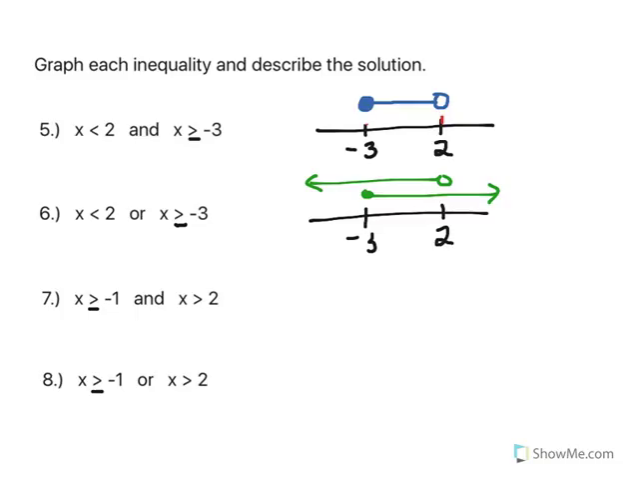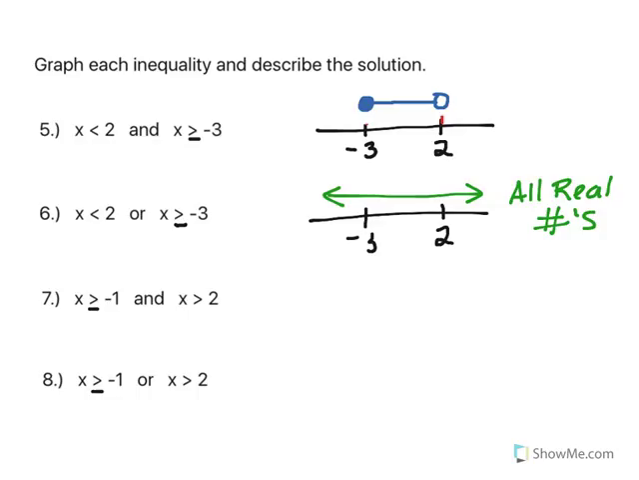So all the numbers over here, less than -3 work, all the numbers in the middle work, and all the numbers bigger than 2 work. So this is an example where it's all real numbers. So our graph is going to look like our all real numbers graph. This one is all real numbers. Okay. 2 more graph, and then we're going to do 3 solve.